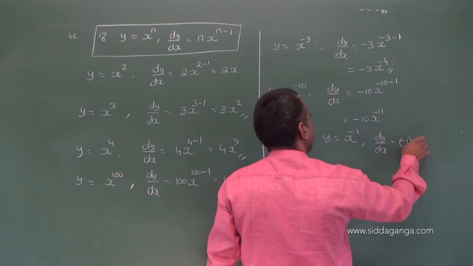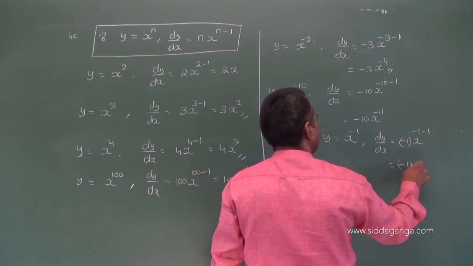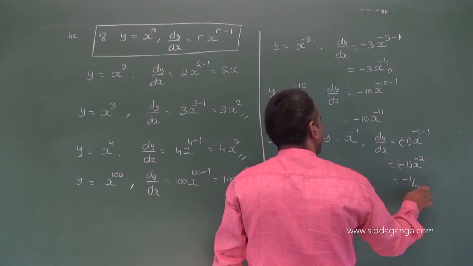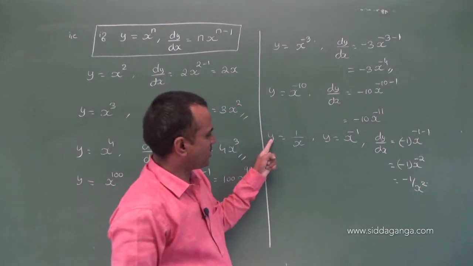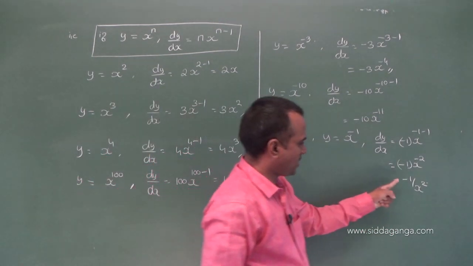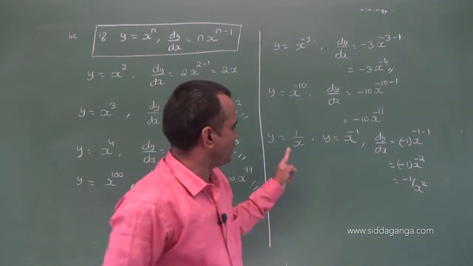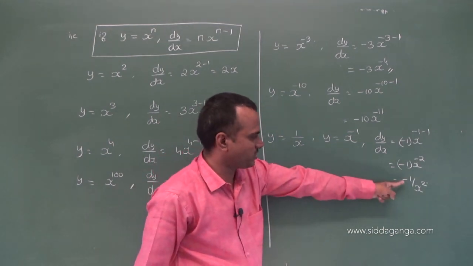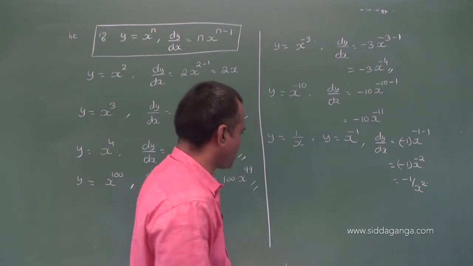Minus 1 into x to the power minus 1 minus 1, which is minus 1 into x to the power minus 2, or minus 1 by x square. So the derivative of 1 by x is minus 1 divided by x square.